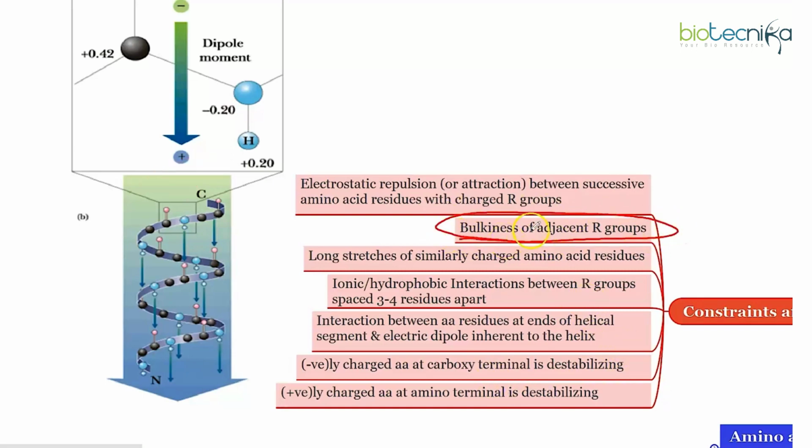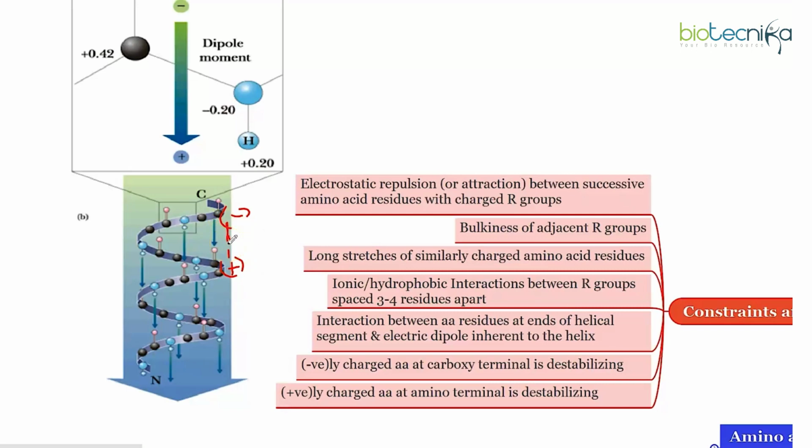The bulkiness of adjacent R groups. If from here some big side chain is coming out, and from here also some big side chain is coming out, they will interact with each other and that will create a problem for the alpha helix to be stable. Also, interaction between successive amino acid residues. If you have long stretches of negatively charged amino acids, they create repulsion between each other. Or else if you have a negative charge group here and a positive charge group there, then they act as stabilizing forces.